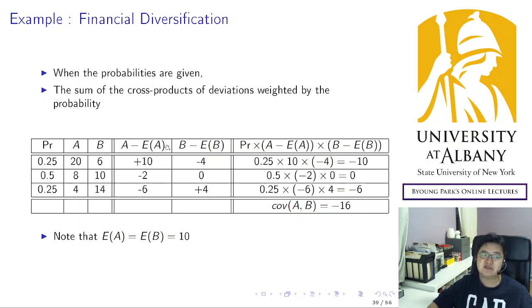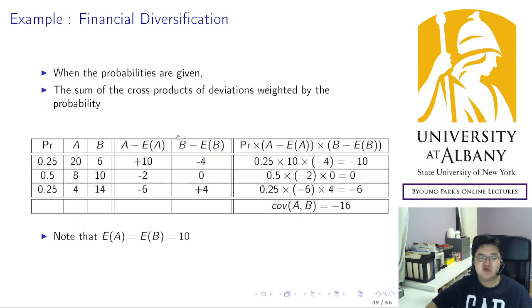calculate the covariance. The deviation of A is simply its return minus the mean. When its return is 20, that is 10 above the mean, 8 is 2 below the mean, and 4 is 6 below the mean. And the deviation for B is minus 4, 0, plus 4 relative to the mean.